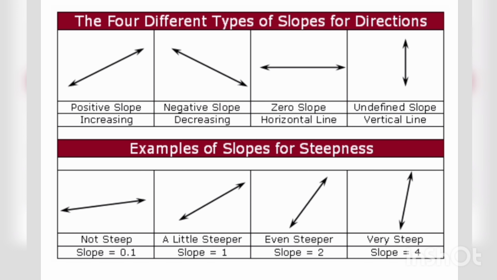So the first line has a slope of just 0.1, whereas the second line is a little steeper than the first line, so it has a slope of 1. And then the third line is even steeper than the second one, and this time it has a slope of 2. And finally, the fourth line, which is very steep, in fact it's the steepest out of the four lines, has a slope of 4.